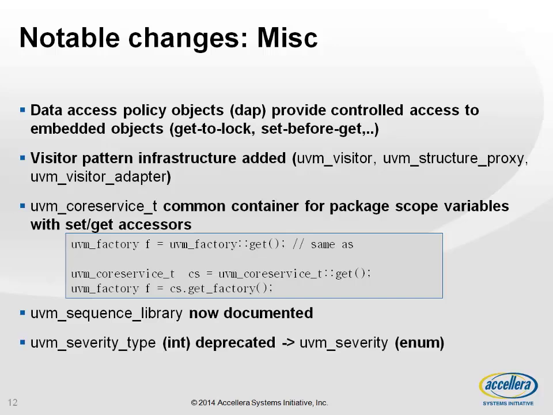UVM severity type was an integer. UVM severity is an enum. We had two things for the same thing. One is gone. UVM severity type is gone. It's now just UVM severity, which is the enum. Just for safety, it's cleaning this stuff out.